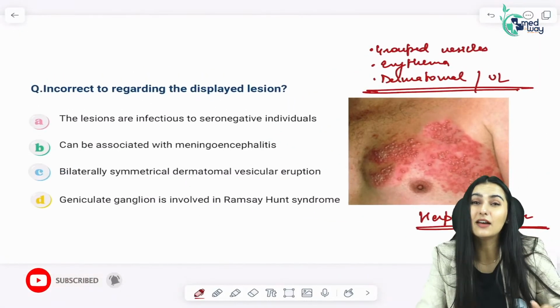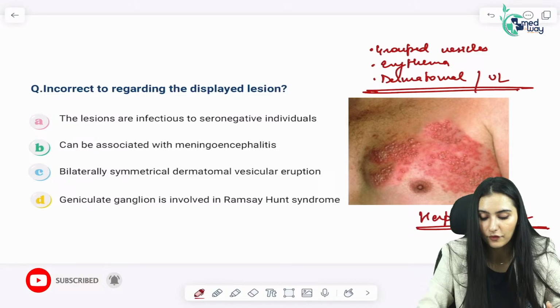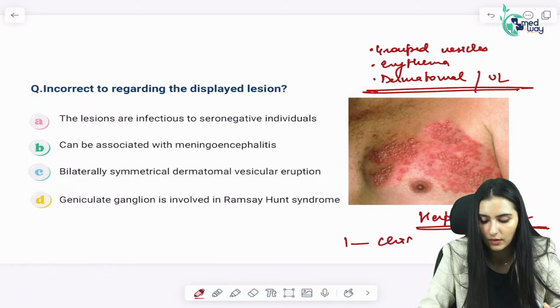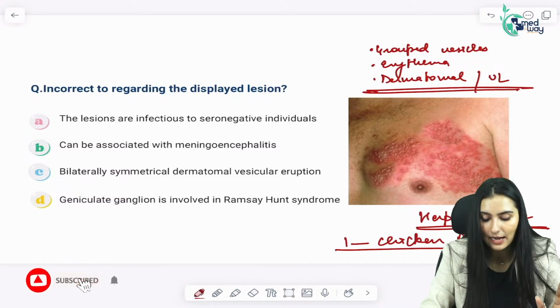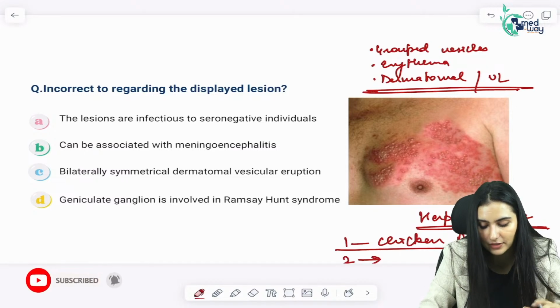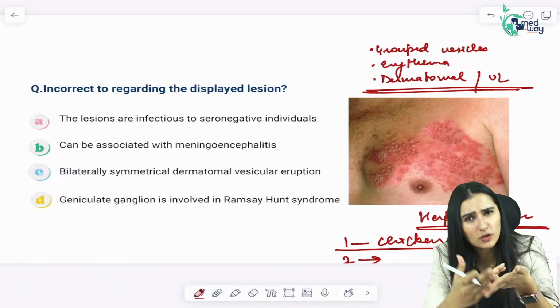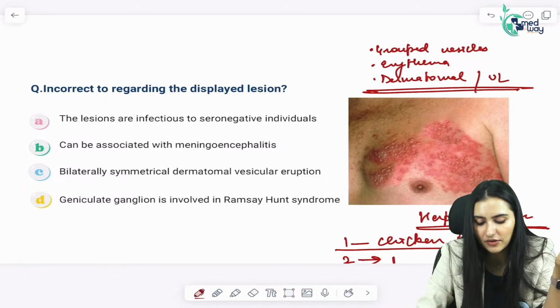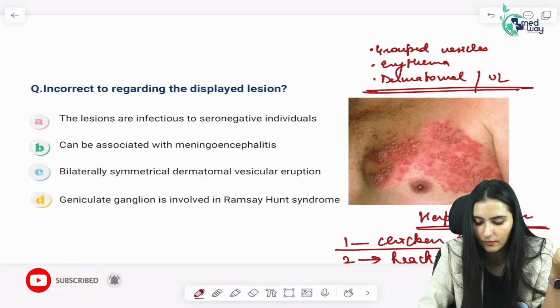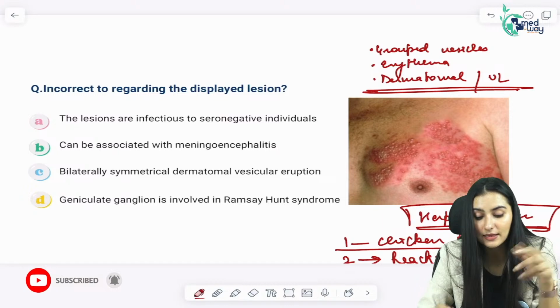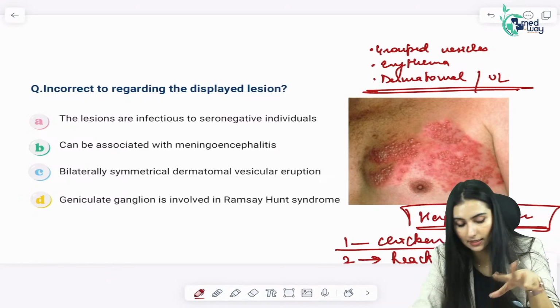Which is basically a reactivation of varicella. First you have chickenpox, it goes and stays dormant in the ganglia, and then after some years, if there's old age or loss of immunity or something, it gets reactivated. And the reactivation looks like herpes zoster, and this is the herpes zoster lesion, a very characteristic lesion.